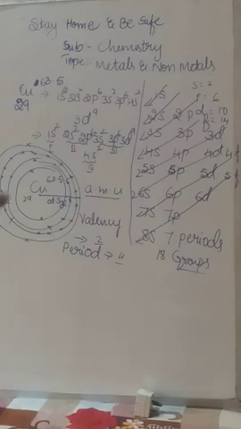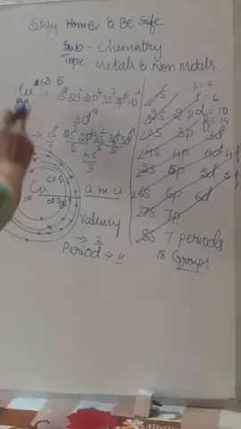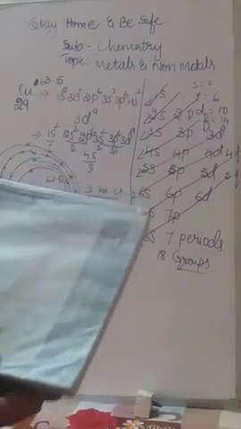What are periods? Horizontal rows are called periods. And what are groups? Vertical columns are called groups. So you can check here that copper comes in the 4th period. This is copper, here, atomic number 29. So it comes in the 4th period. See, the number is 4 here. You can even check in your textbook or in the periodic table.